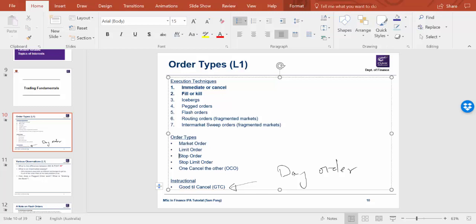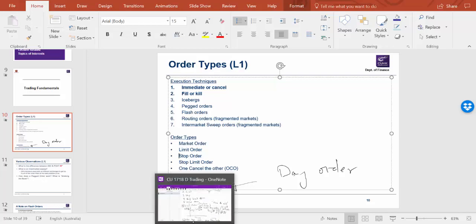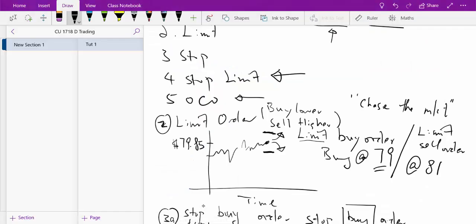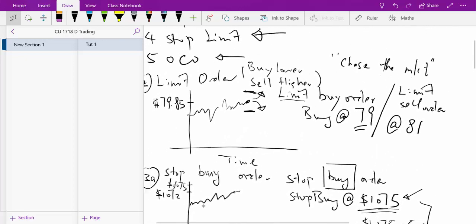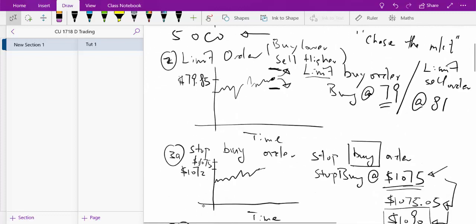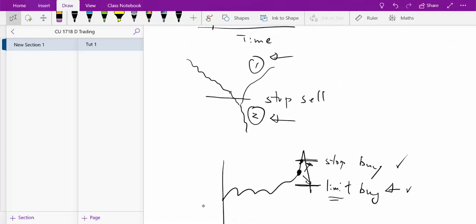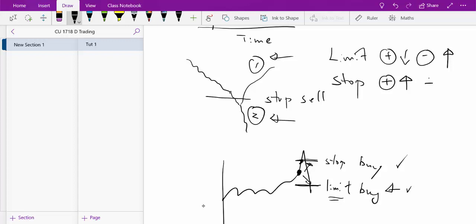Now, a stop order is something a little bit different. Now, I already told you that a limit order is when you want to buy lower or sell higher. A stop order is the exact opposite. Okay. So limit order is when you want to buy lower and you want to sell higher. Now, a stop order is actually when you want to buy higher and you want to sell lower.